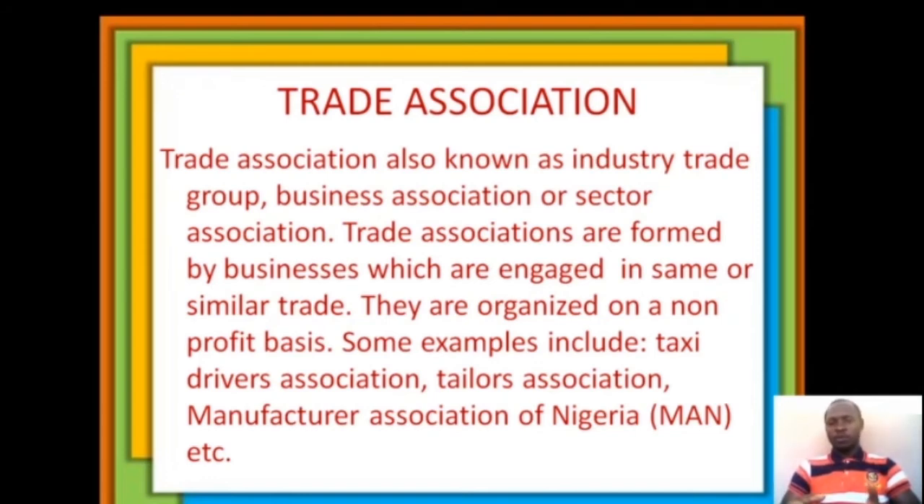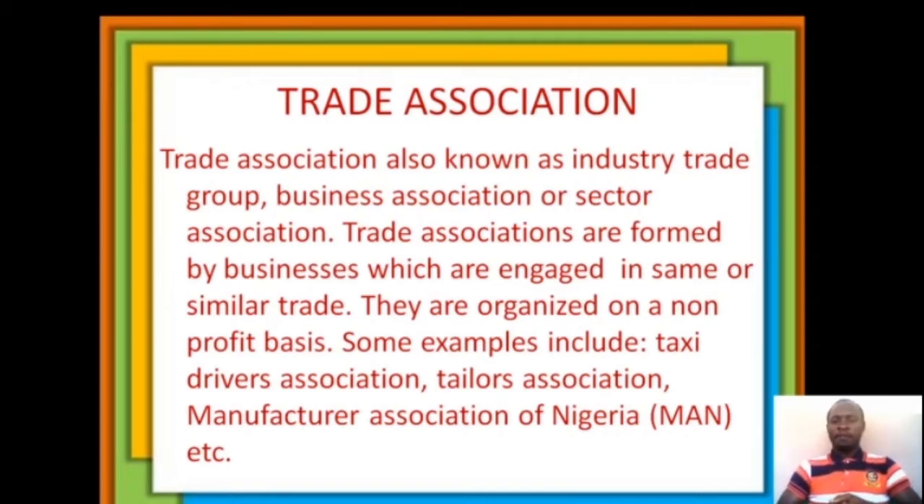Now, examples we have here, we have the taxi driver associations. Now, this is an association of taxi drivers. They come together to see how they can promote the interests of their members. And most importantly, a cooperative society is more about the welfare of the members, but here it is more about the interests, how they can move their business forward. They come up with different ideas. Let's say if there's a new development or an innovation, they see how they can communicate this among their members.